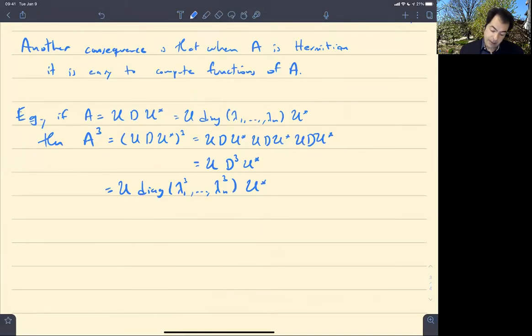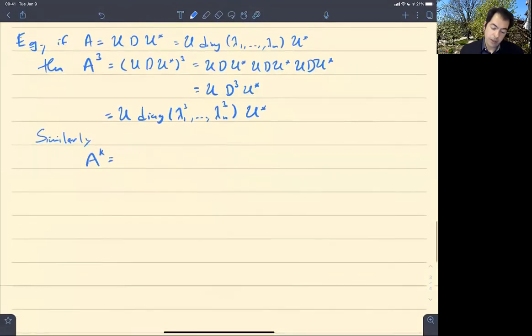Okay. Similarly, if you want to compute the kth power of the matrix A, all you have to do is multiply U times the diagonal matrix where you take the kth power of each eigenvalue, and then U star.